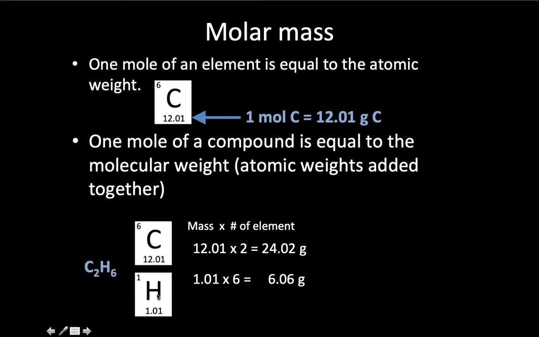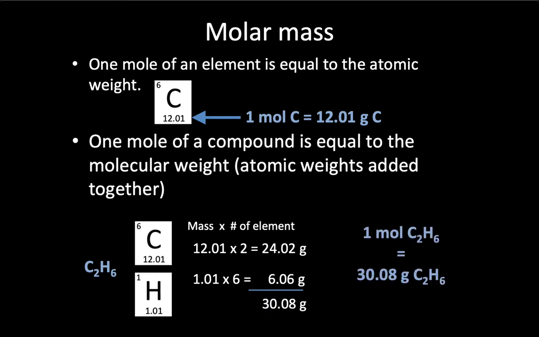Then we're going to look at hydrogen. Hydrogen has a mass of 1.01. And if we look at our formula for the compound, we have 6 hydrogens. So I'm going to take the mass and multiply it by 6. Then we're going to add those 2 quantities together. So in this case, the mass of 1 mole of C2H6, otherwise known as ethane, is going to be 30.08 grams.